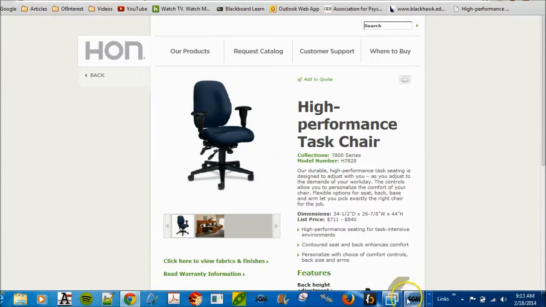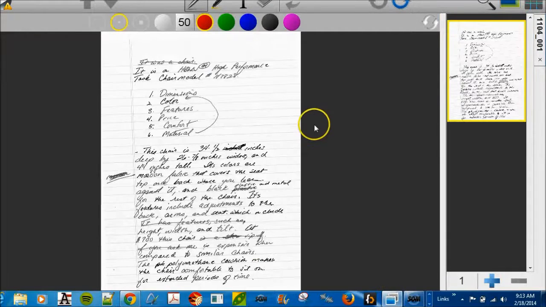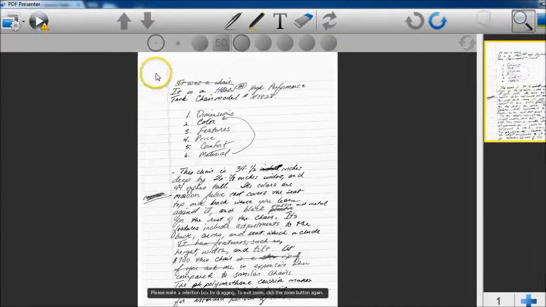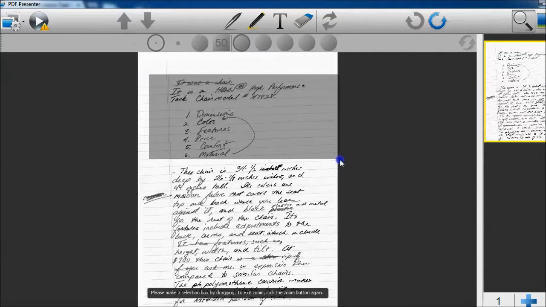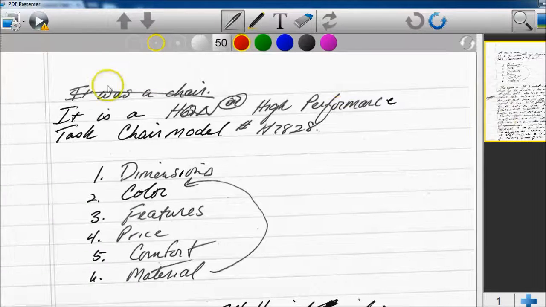What I did is I just handwrote on a piece of paper, and I initially came up with this to begin with. I started out with, it was a chair. That was my first topic sentence. And then as I found out information about the chair, I changed this into this. So it is a Han™ high performance task chair, model number H7828.